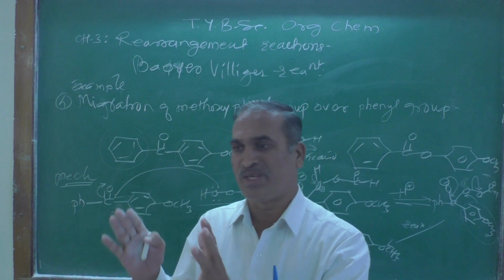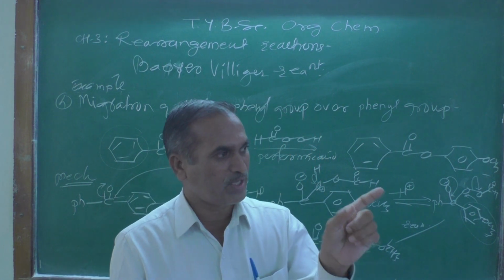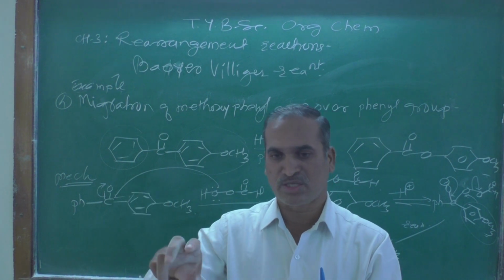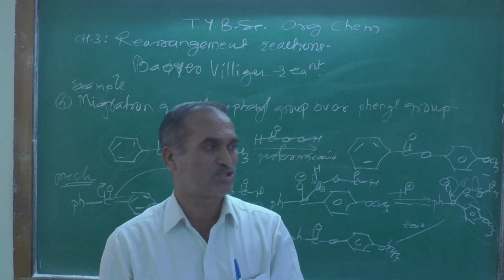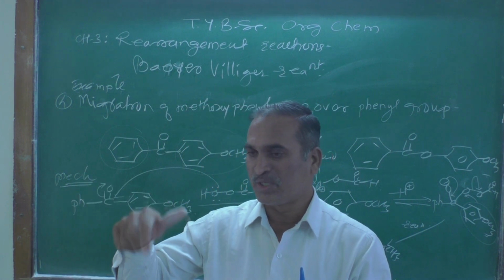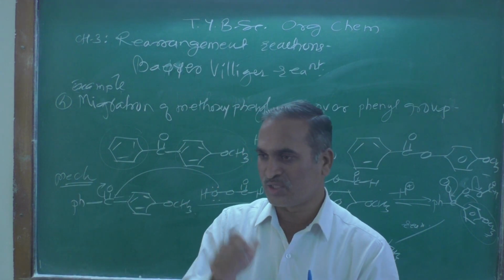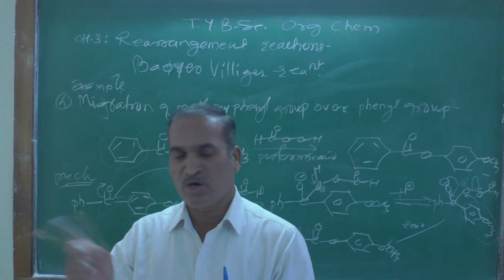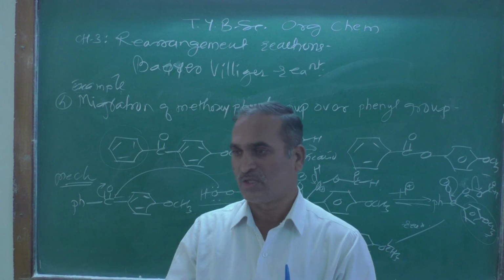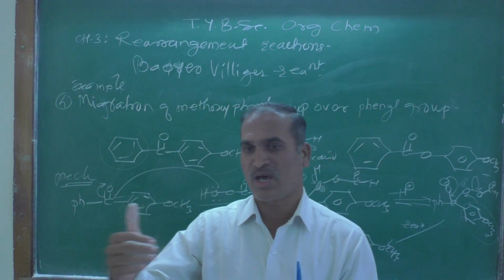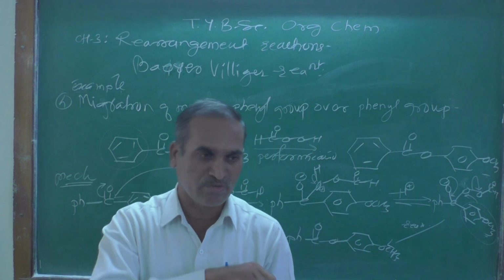Stereoselective means what? Whenever we add a reagent, we always get two products. For example, in an elimination reaction, if there are two beta hydrogen atoms, then we get two products, and among these one is major and another is minor. That type of reaction is known as a stereoselective reaction.